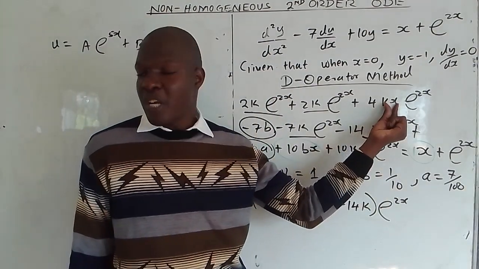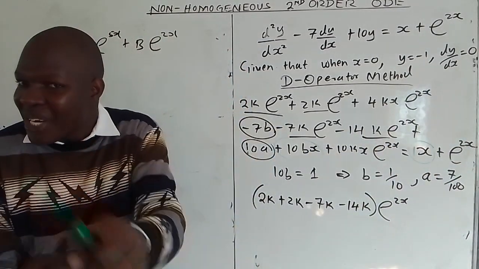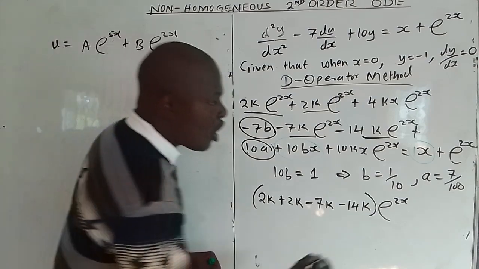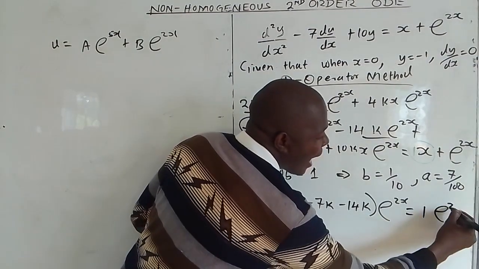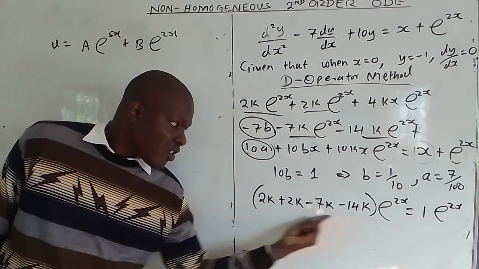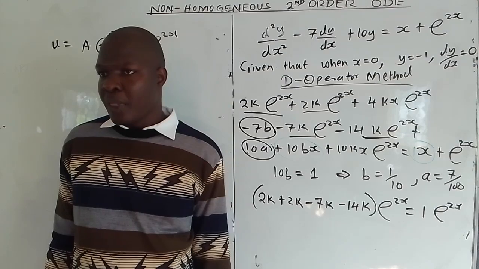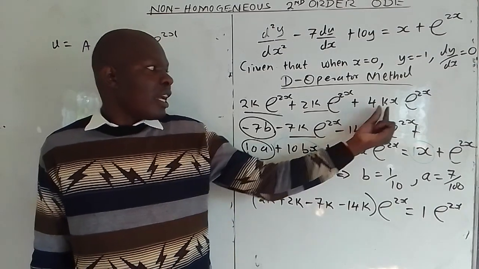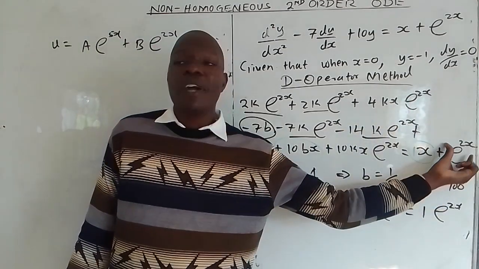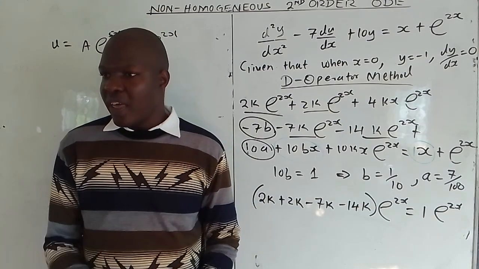This one has x exponential 2x, we don't need. We only need where this exponential 2x only is the coefficient we are comparing. You see that? So all this is equal to what? 1 exponential 2x, meaning the coefficient of exponential 2x on this side is this, on the other side it is 1. Are we together? We don't need x exponential 2x, we only have exponential 2x, so that is what we compare, coefficients. Are we together?